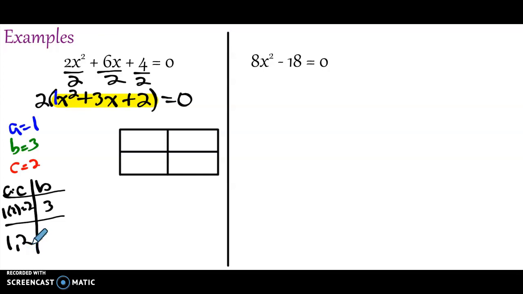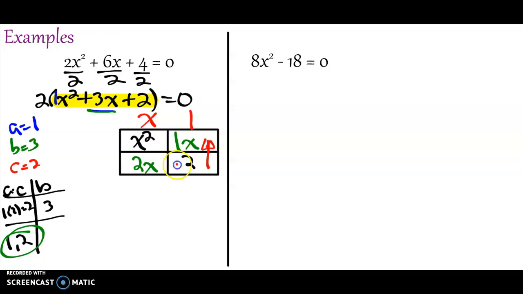So if I fill in my table, I fill it in with my first term, which is x squared. The last term, the C value, goes in the bottom right box. And then instead of writing the 3x, your B term, your 3x has been replaced with 1x plus 2x, which is 3x, right? So now we go up. What is in common between x squared and 2x? It is x. Between 1x and 2 is just 1.